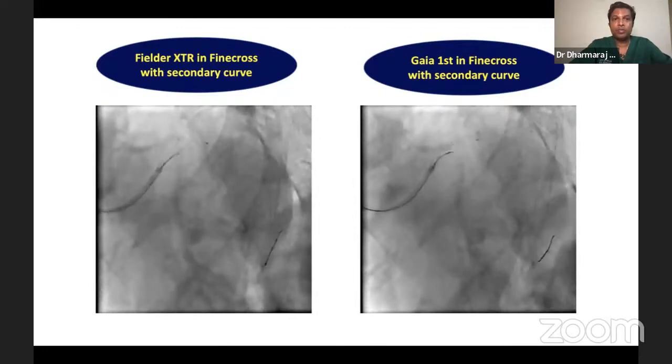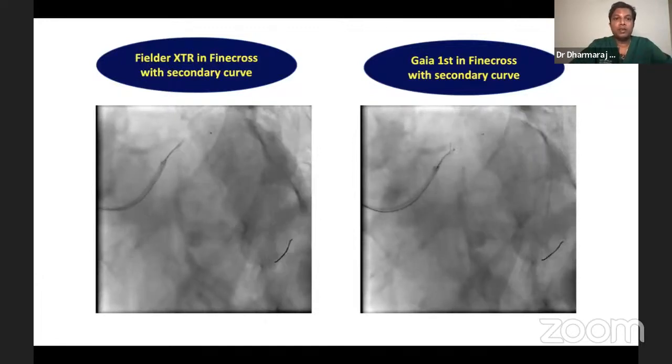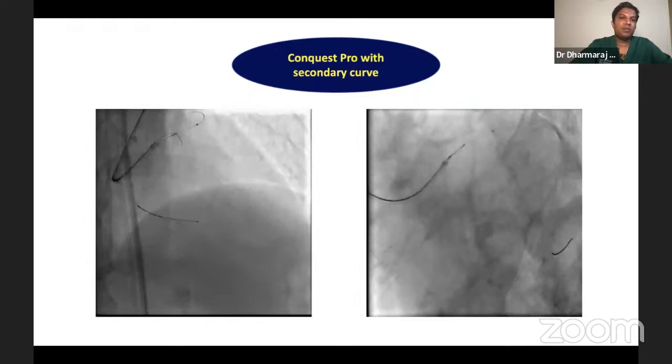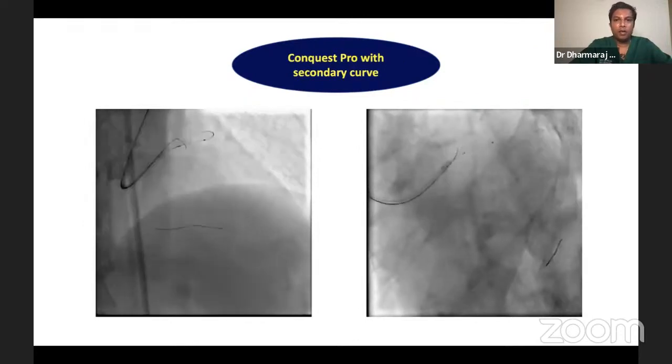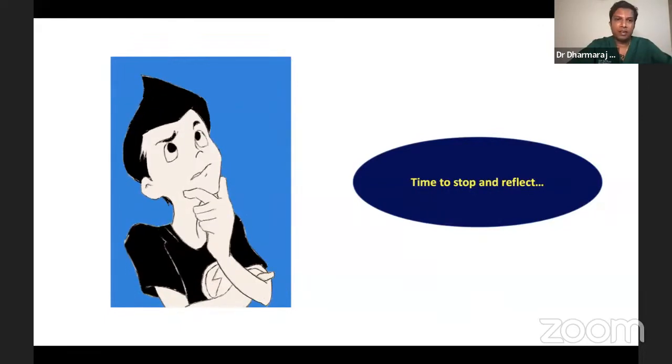But as you can see here, with both the Fielder XTR and the Gaia First, I could not hold on and puncture the ostium despite having guidance from the IVUS. And the same thing happened with the Conquest Pro. So I spent almost more than an hour doing this. I felt that I needed to stop and reflect and go back to the IVUS images to see if I can find a clue what is going wrong. Because we saw the ostium of the CTO, it wasn't calcified. So I cannot explain why my wire is not puncturing that cap, because it keeps going to the side.